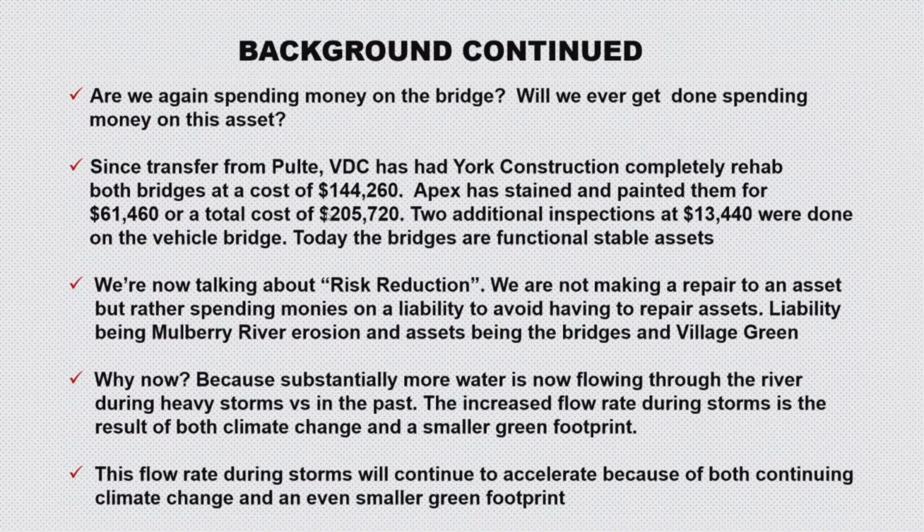We're talking about risk reduction here. We're not making a repair to an asset, but rather spending monies on a liability to avoid having to repair assets. The liability being Mulberry River erosion, and the assets being the bridges and the village green. Why now? Well, because there's substantially more water flowing through the river during heavy storms than in the past. The increased flow rate during storms is a result of both climate change, which means there's more short spurts of heavy rain, and a smaller green footprint.